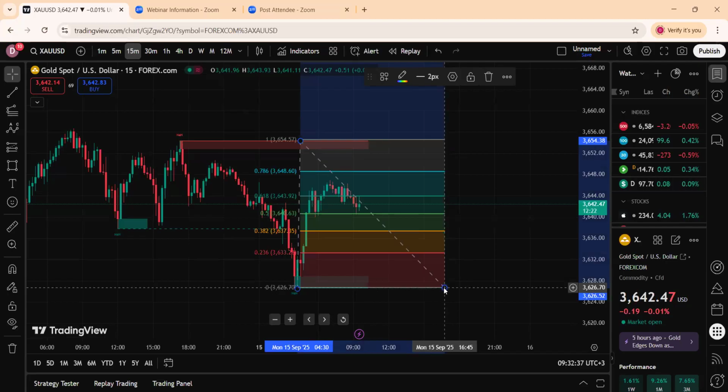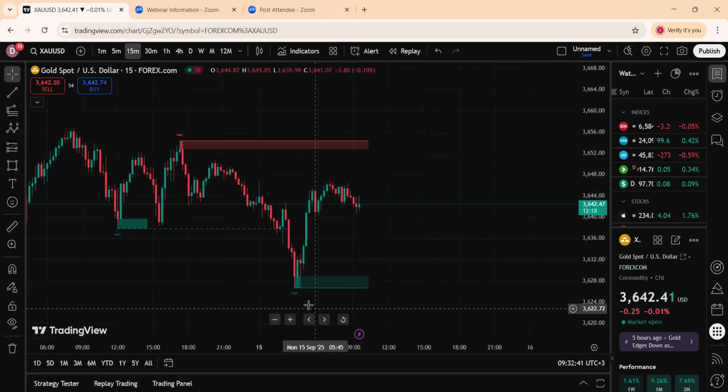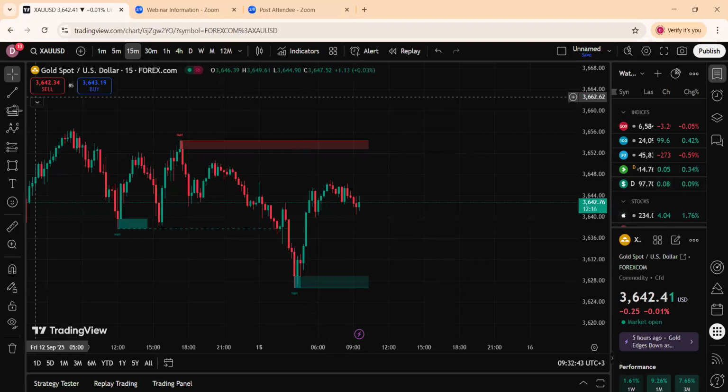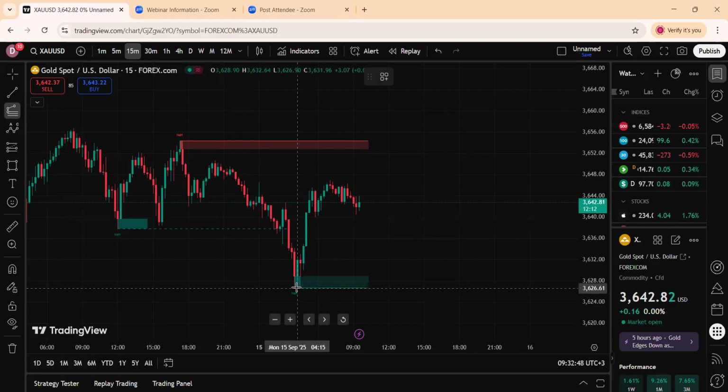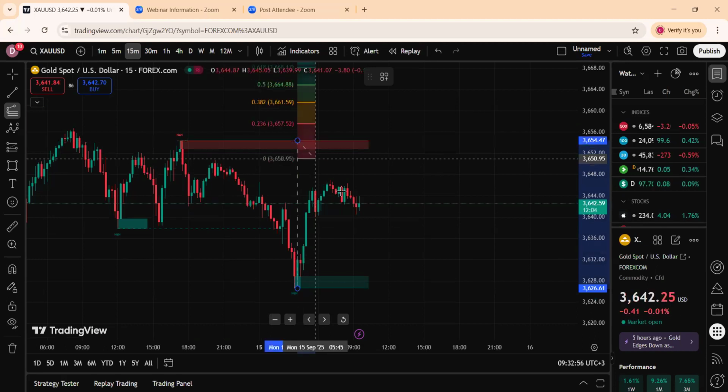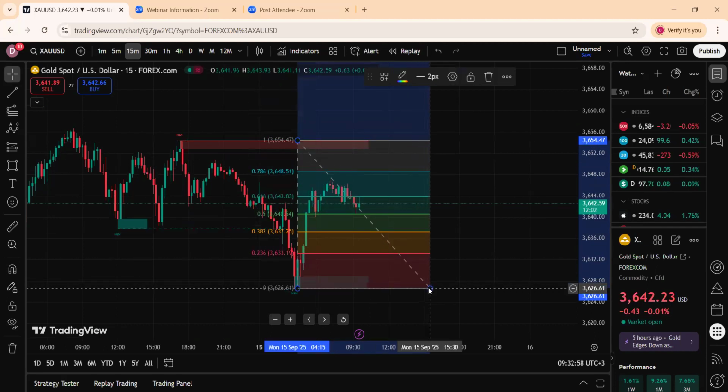Patrick, are we together? Have you understood, Patrick? I said you identify your support and your resistance, come to your fib-based extension. Yes, I understood. Draw from the tallest wick, the end of that wick, to the end of the wick at your resistance. Then you draw like that. So we're expecting this market to come all the way here.